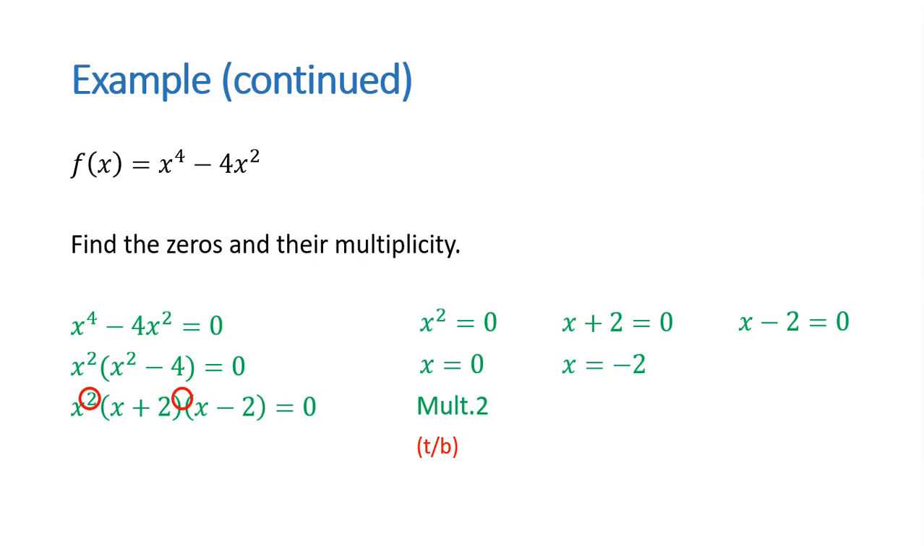There's an understood exponent of 1 on this factor, which means our multiplicity is going to be 1 for this x-intercept. It's an odd multiplicity, so we're going to cross the x-axis at this particular x-intercept. And then our final factor, x minus 2, we solve for x, we get x is equal to positive 2. Again, we have a multiplicity of 1, so we're also going to cross the x-axis at this intercept.